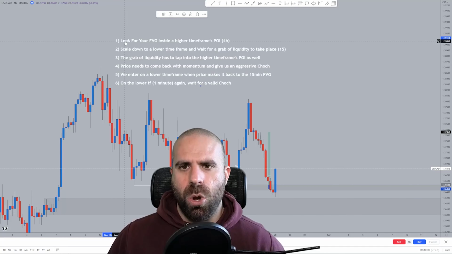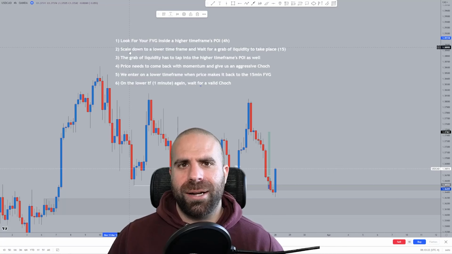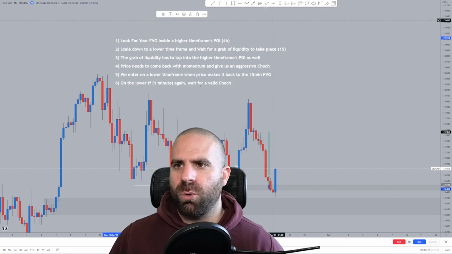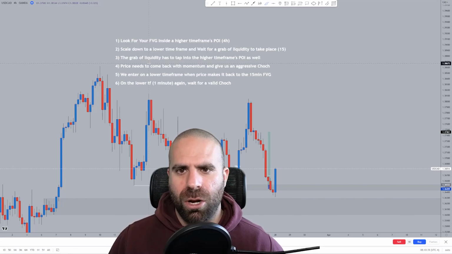Number 1, look for your fair value gap inside a higher time frame's point of interest. So we have our points of interest of a higher time frame, such as the 4-hour time frame highlighted. Already, we are waiting for a retracement into one of these areas. Number 2, you scale down to a lower time frame and wait for a grab of liquidity to take place. So you are waiting on the 15-minute time frame, let's say now, for liquidity to be grabbed. These are grabs of liquidity below equal lows.